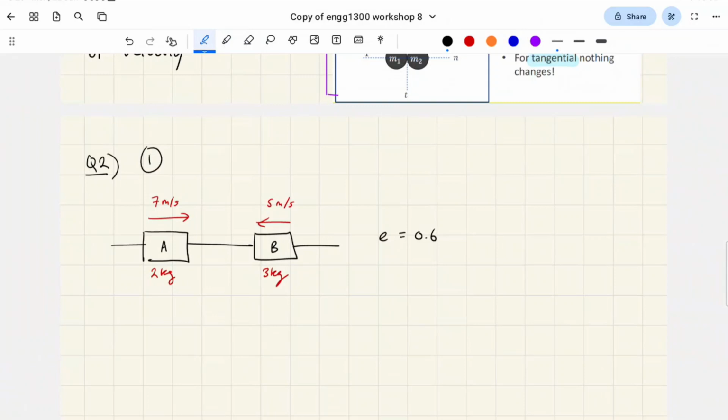And our two unknowns are the velocity of object A and object B after the collision, right? So in other words, our unknowns are VA2 and VB2. That's what we're going to be solving for. And when we have two unknowns, we need two equations. The first bit of information we have is that E is 0.6. So now we just plug it into our formula.